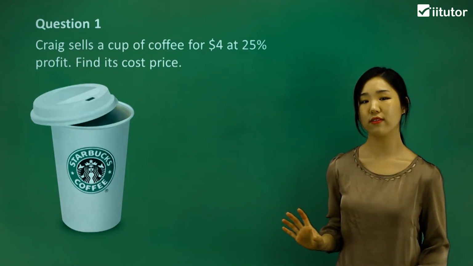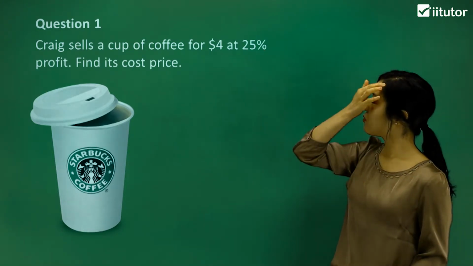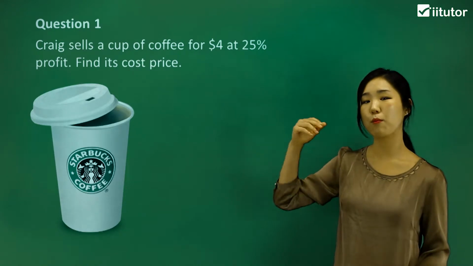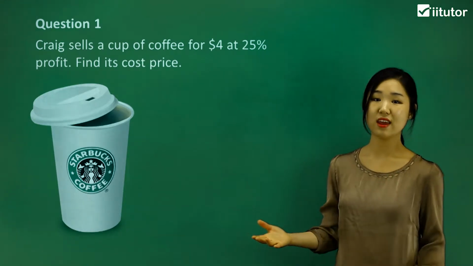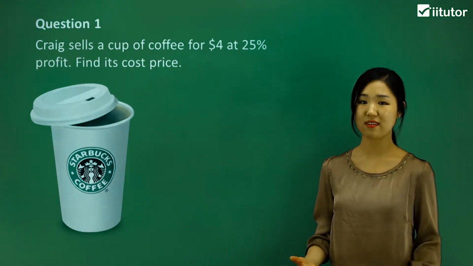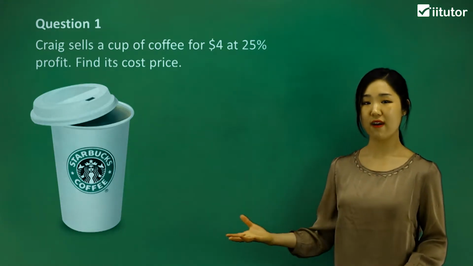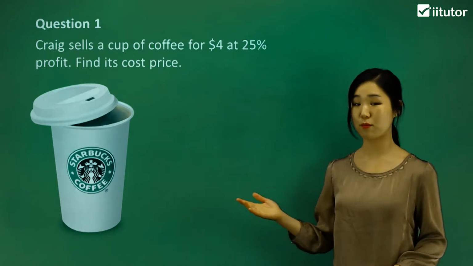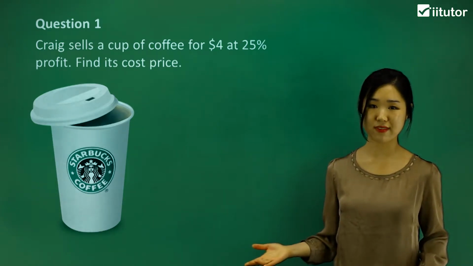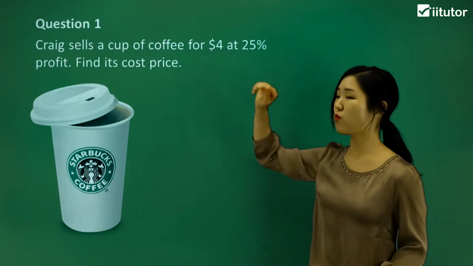So cost price, and if we're having a 25% profit, we're basically getting 125%, isn't it? Because 100% is the initial price, initial value, and then if I add 25% on top of it, because it's a profit, it will be 125%. So that will get us $4, isn't it?